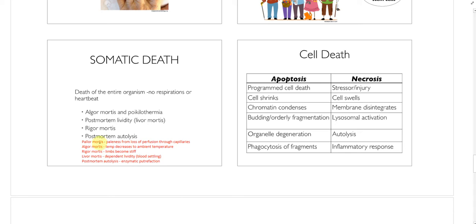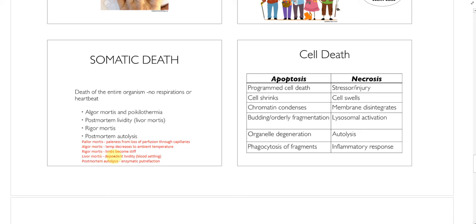So for example, pallor mortis, or no, that's not that one. So pallor mortis is going to be paleness from loss of perfusion through the capillaries. When that heart's done beating, we're not going to be continuing to get blood flow going through anywhere because the heart's the pump. It's dead, it's dead. And that begins as soon as someone is fully dead. Algor mortis is where the temperature decreases to the ambient temperature of the air around them, which is the same thing as poikilothermia. Those two things, pallor mortis and algor mortis, happen the moment death occurs.